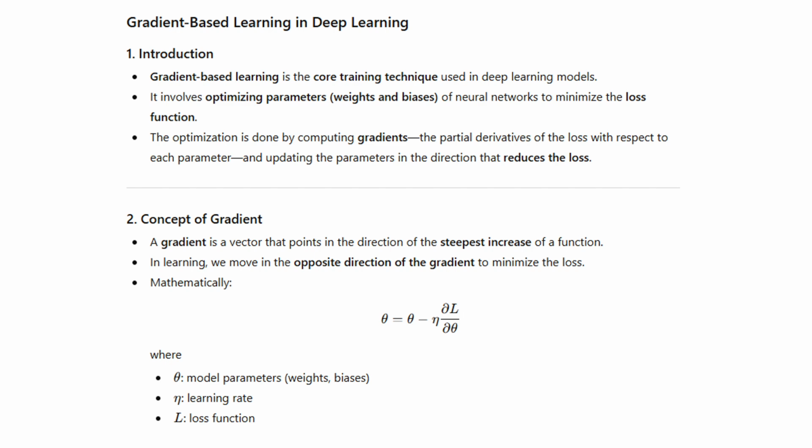Here, in the function, theta represents the model parameters, the weights and biases. Eta is the learning rate, and capital L is the loss function. We use this formula in the gradient equation.